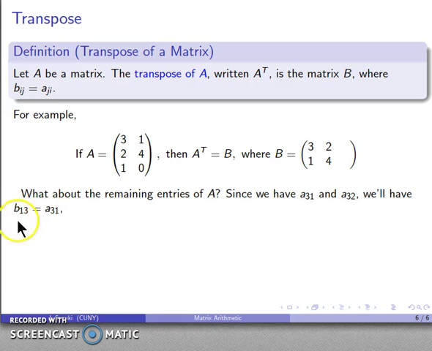So B13, first row, third column, is going to be the same as third row, first column. So third row, first column goes to first row, third column, that goes there. Third row, second column, A32, goes to second row, third column, 0 ends up there. So there's our transpose of the matrix. And this is still an algebraic operation, but visually why we call it a transpose is I've taken this matrix and I flipped it along its main diagonal.